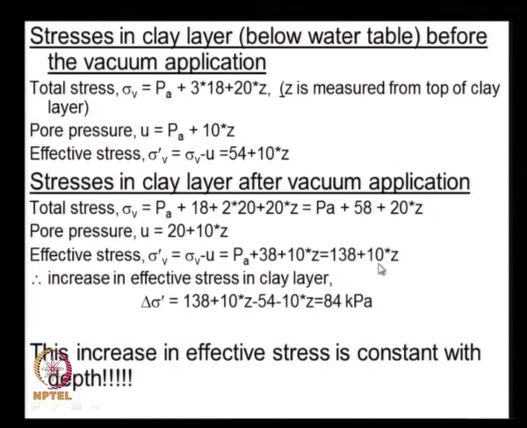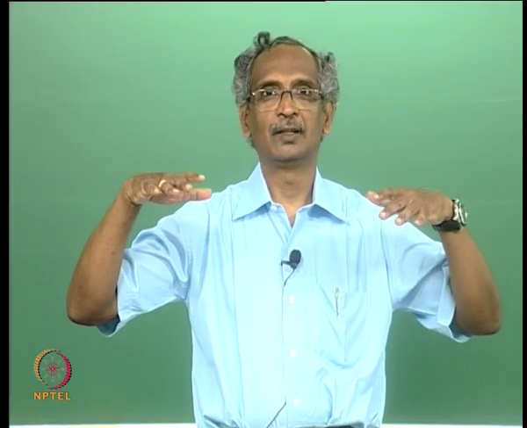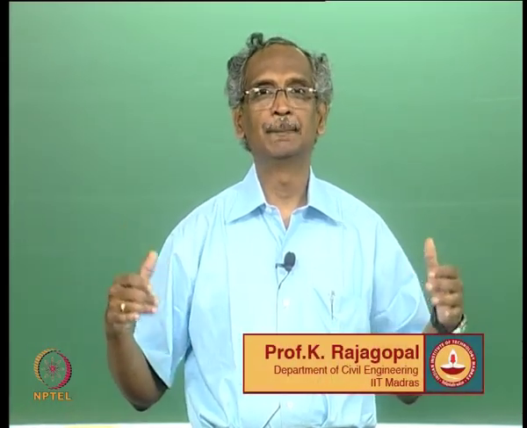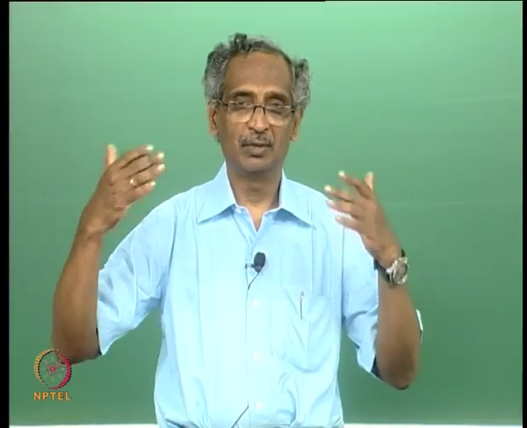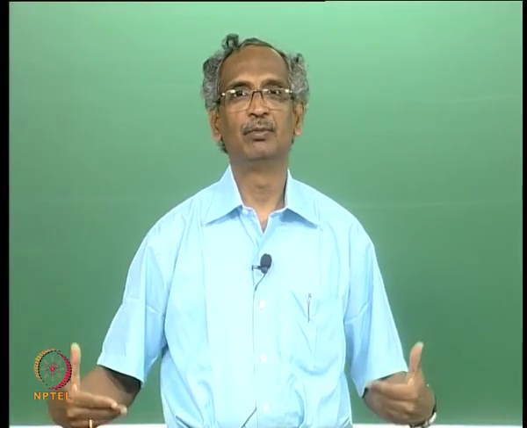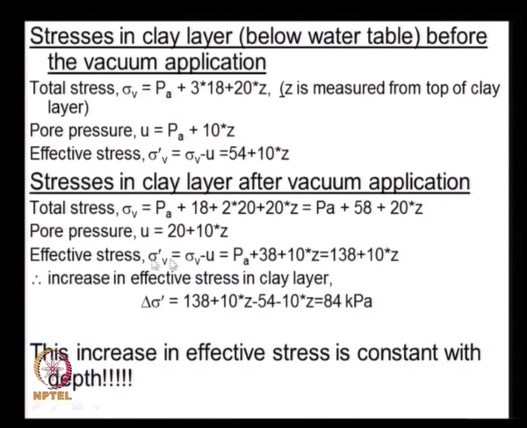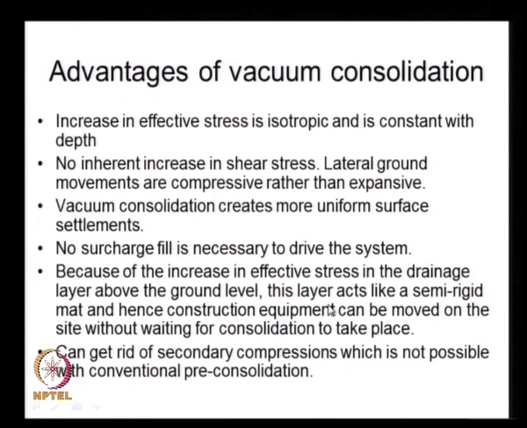So, the increase in the effective stress is the effective stress after the vacuum application minus the effective stress before the vacuum application. It comes out as 84 kPa, and this is independent of Z. That is the main advantage of vacuum consolidation, because if you apply surcharge gradually, because of stress dispersion the effect of the surcharge is maximum at the ground surface and reduces as you go down, whereas here the effect of vacuum is constant with depth.